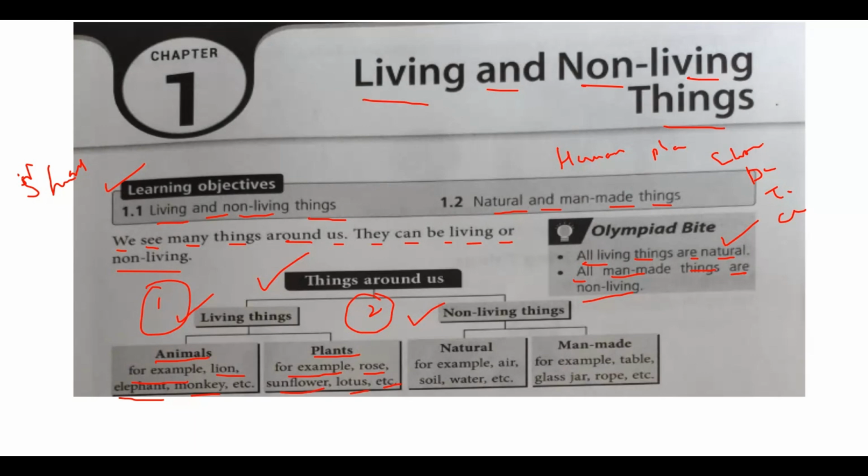Under non-living things we have natural and man-made. What do you mean by natural non-living things? There are some non-living things which are created by nature. For example, air. We cannot create air, so it is created by nature. We have soil, water, etc. And there are some man-made non-living things which you have listed just before. What are those? Table, glass, jar, rope, chair. All these are man-made non-living things.